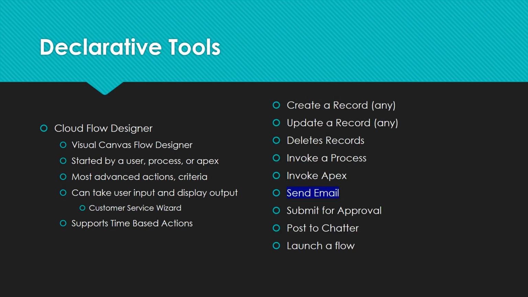And these actions include creating a record, and that's any record, even if it's not related to the Cloud Flow, or even if it's not related to the record that initially triggered the process or the flow. It can update any record, delete records, invoke a process, invoke Apex, send an email, and not an email alert, this is an email. It could submit for approval, post a chatter, and launch a flow.